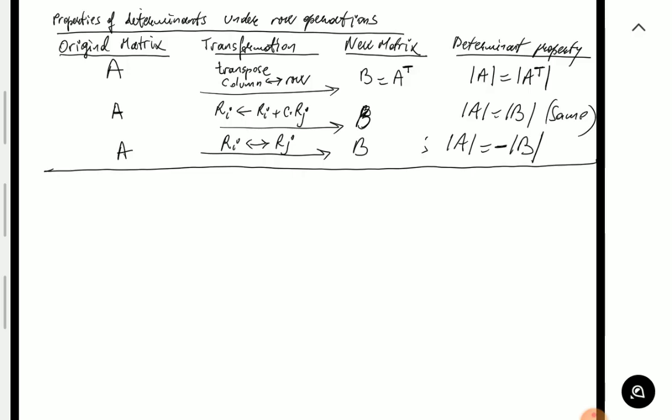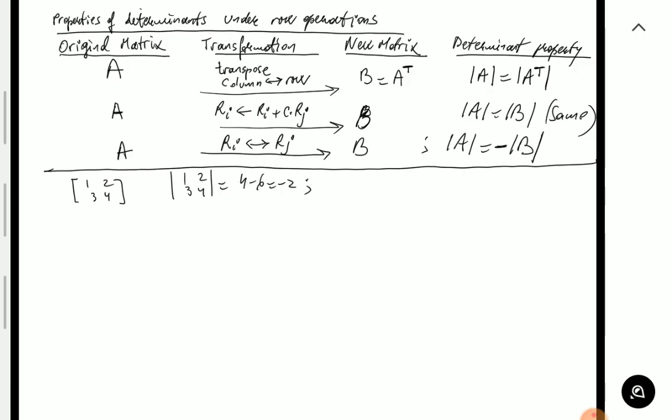So things are pretty simple. Interchanging rows and columns gives the same determinant, right? So here's an example. Let's start with 1, 2, 3, 4. You take the determinant of this: that's 4 minus 6, that's negative 2.